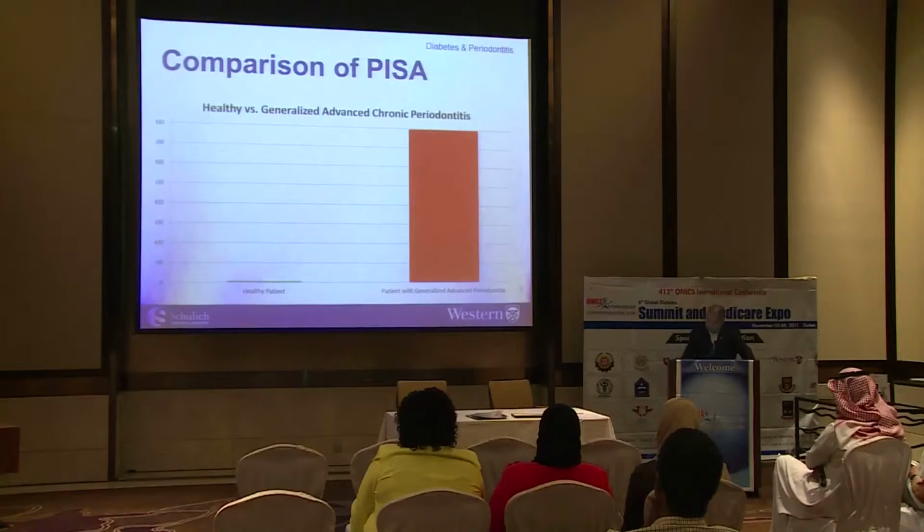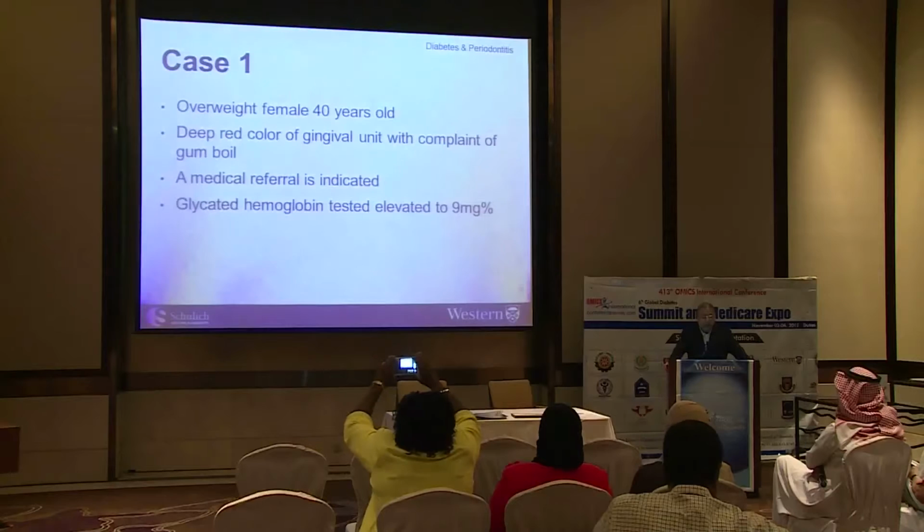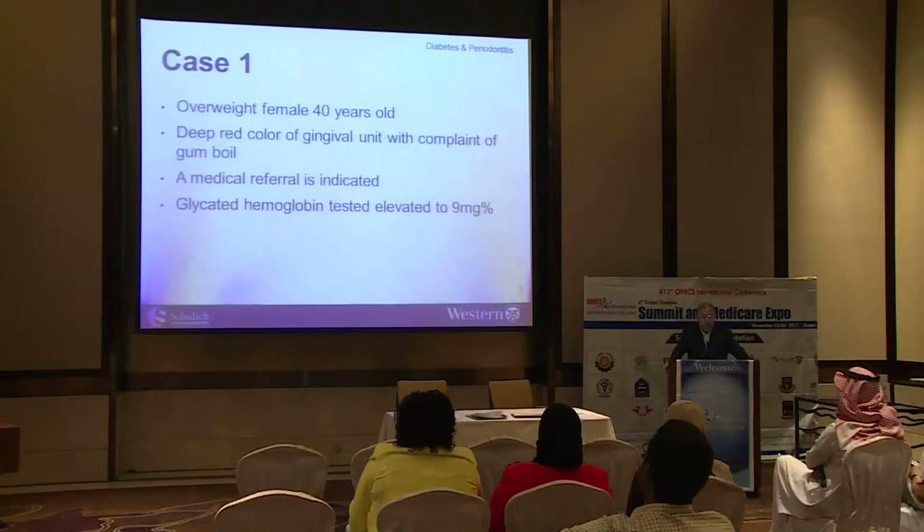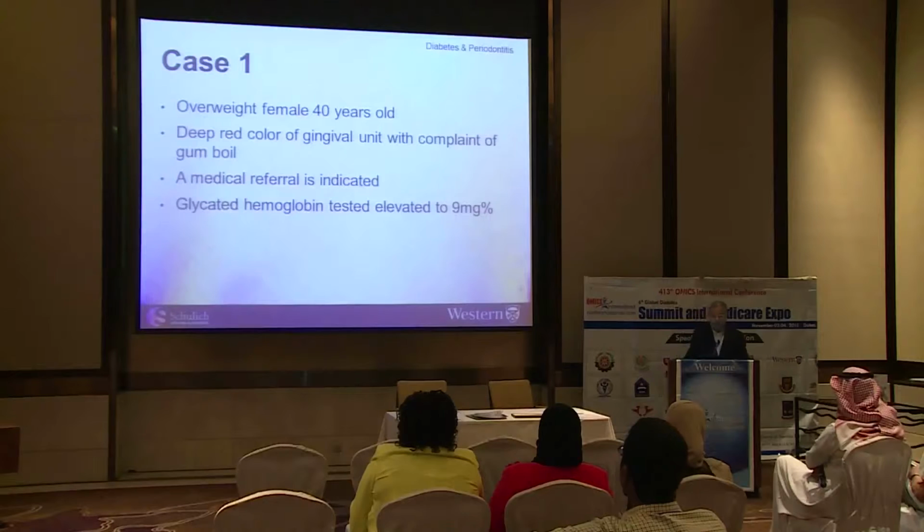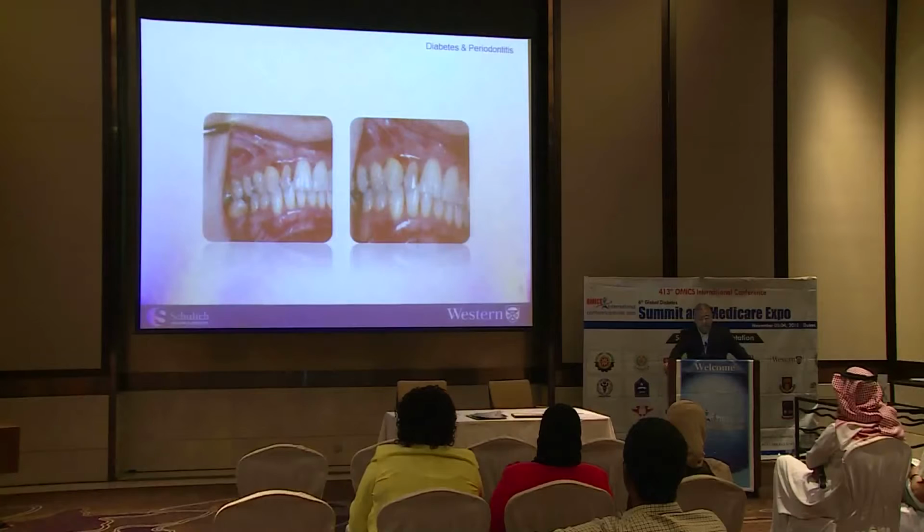So I'm just presenting a few cases. Case number one: this is an overweight, 40-year-old Caucasian female, with deep red color of the gingiva and complaints of a gum boil, which is a periodontal abscess. A medical referral is indicated, and glycated hemoglobin tested elevated. The level is 9 milligram, it should be 9%, not milligram percent. My apologies.